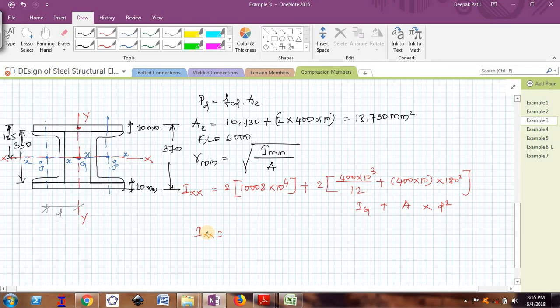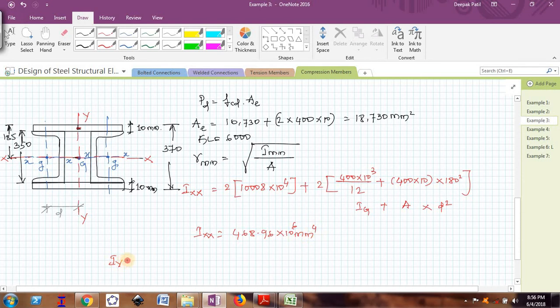So 400 into 10 cube by 12 plus 400 into 10 into 180 square. So this whole thing multiplied by 2, plus 2 times 10008 e raised to 4. So I'm getting 468.96 into 10 raised to 6 millimeter raised to 4, right?